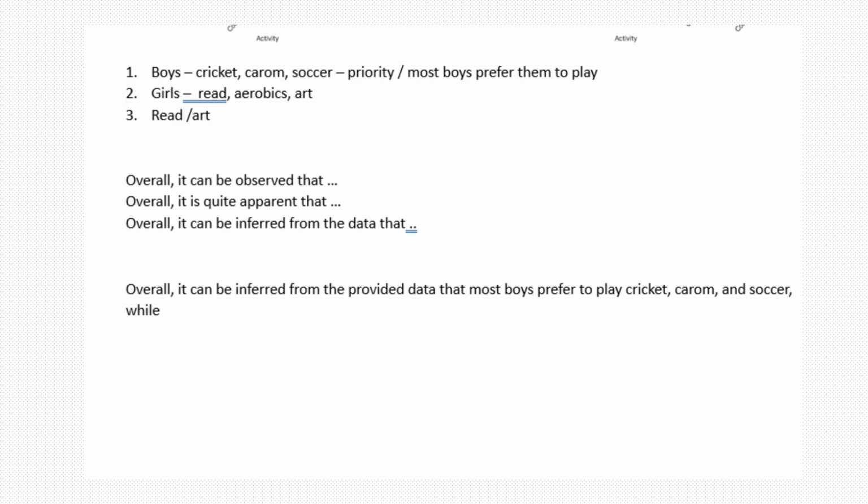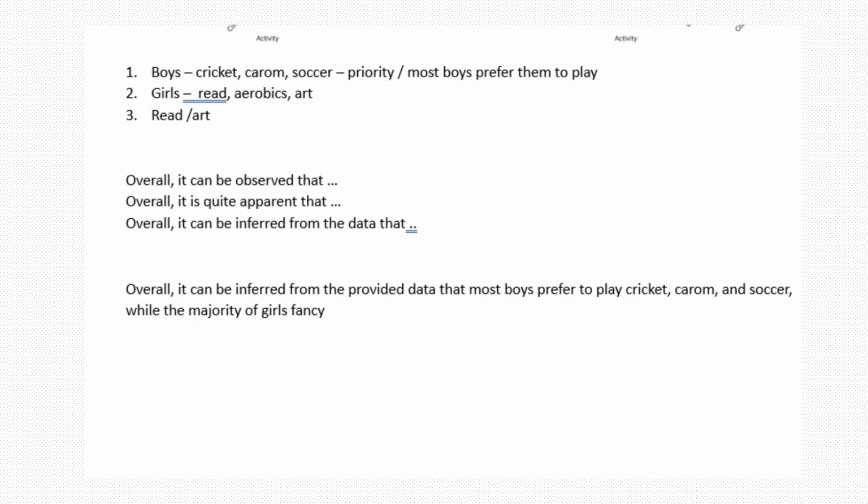while girls fancy, most girls, while the majority, you can say the majority of girls fancy.